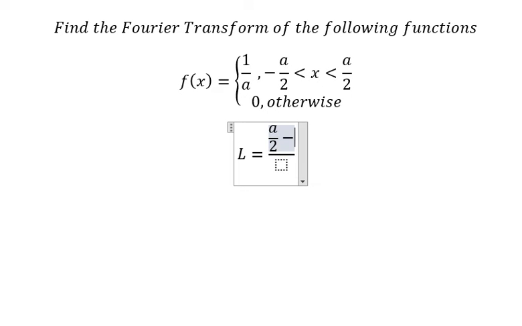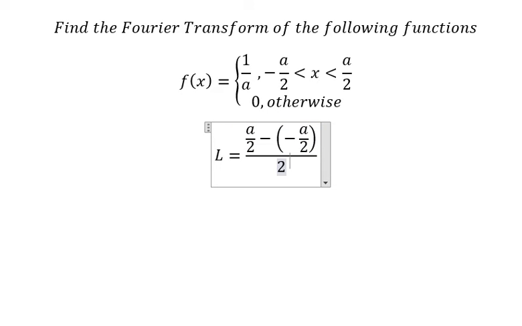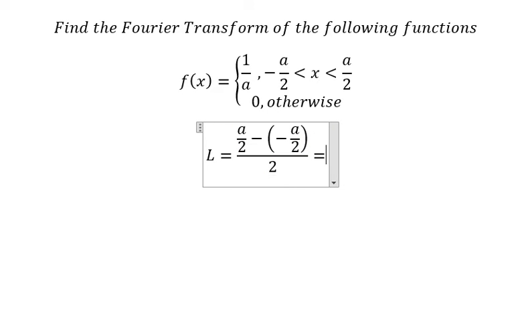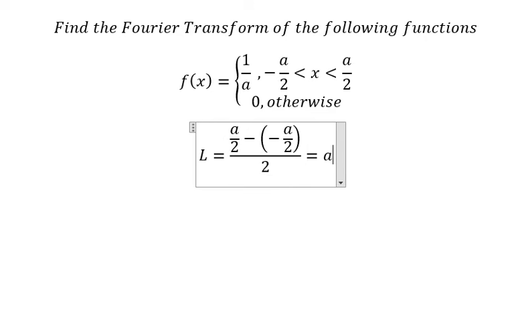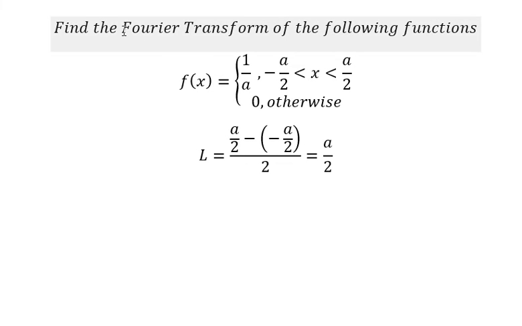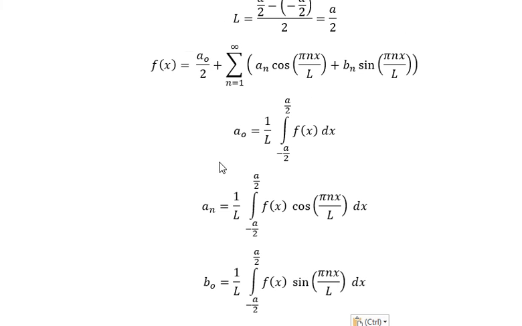Minus negative 8 over number 2, and we divide by 2. So this one we have 8 over number 2. Now we can apply the formula of Fourier transformation. Here is the formula in here.